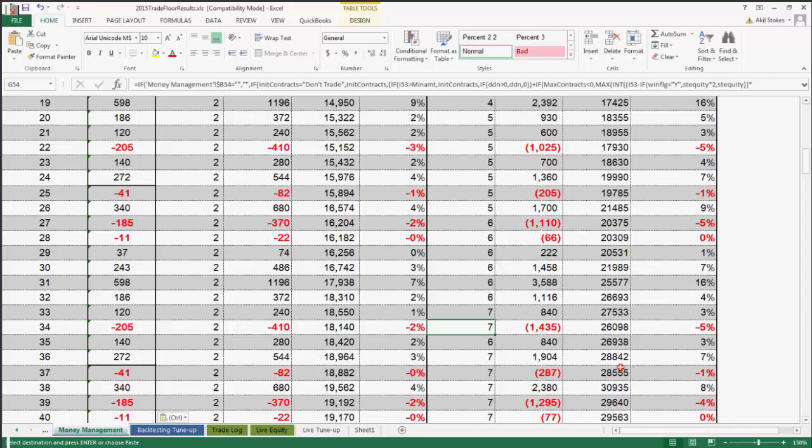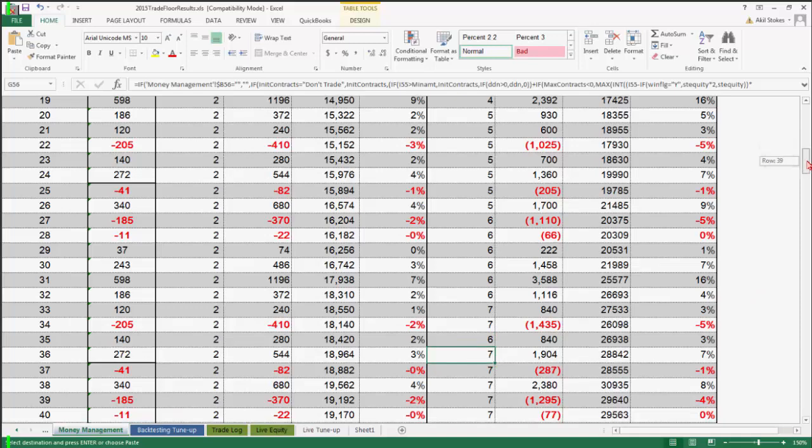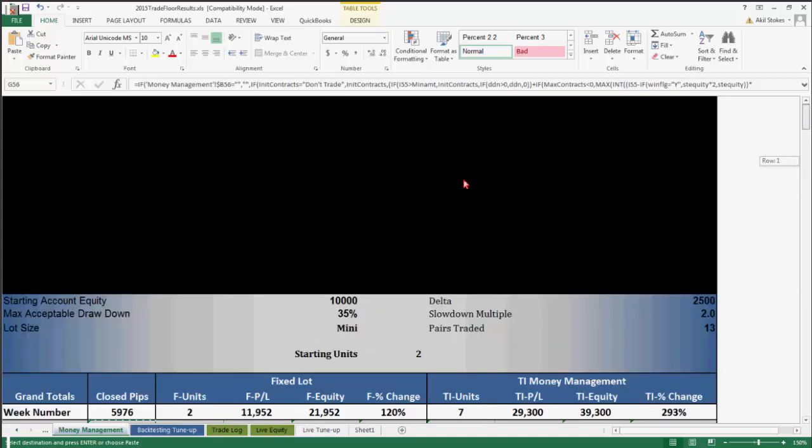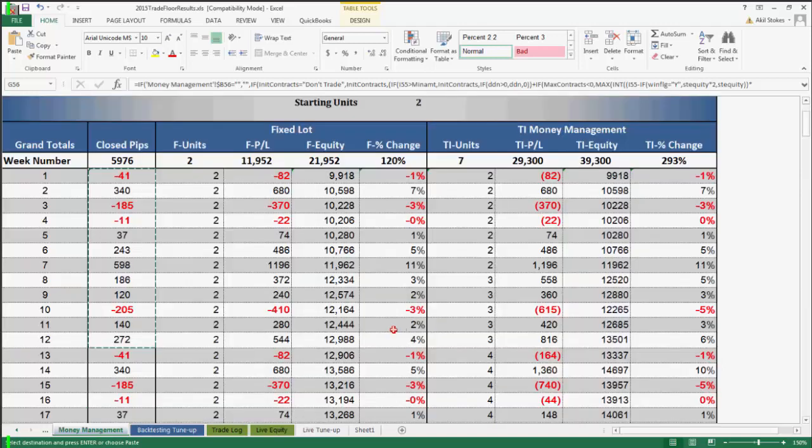We have our big 5% drawdown month right here, and big relative, not really big, but. And we go from 7 units back to 6 units, but then we come right back and go back to 7 units. And you can see the difference this makes. Instead of having that 120% return on equity, you're now close to 300%.